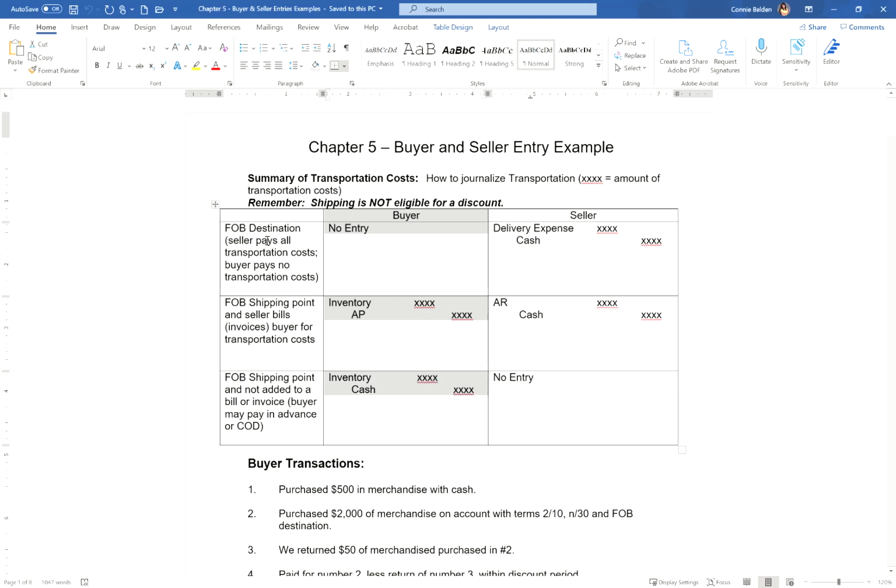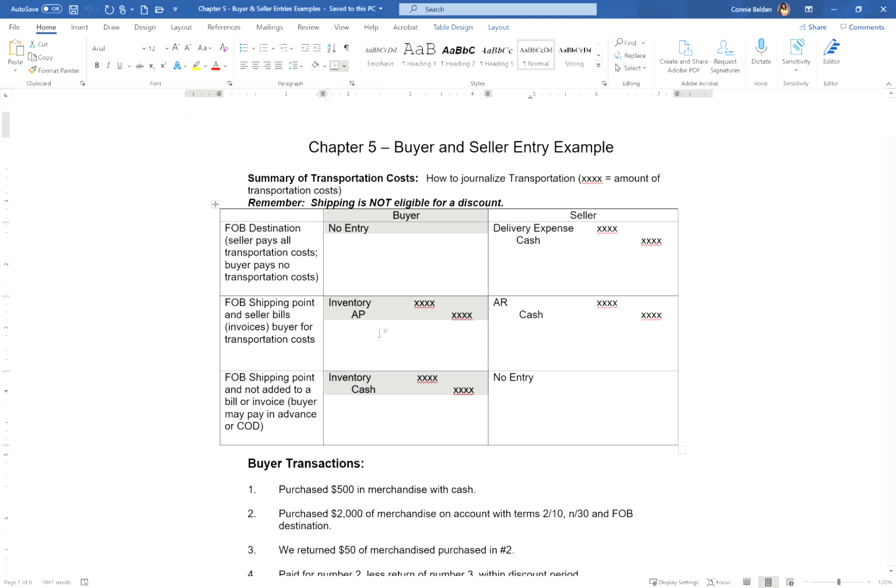So if it says FOB, that stands for free on board destination. That means the seller pays all the transportation cost and the buyer is not charged any transportation or shipping costs. Free shipping to the buyer. So for example, if you have Amazon Prime as a buyer, when you purchase something using your Amazon Prime, you get free shipping. So therefore, as a buyer, you are not being charged any shipping. So therefore, there's no entry as the buyer.